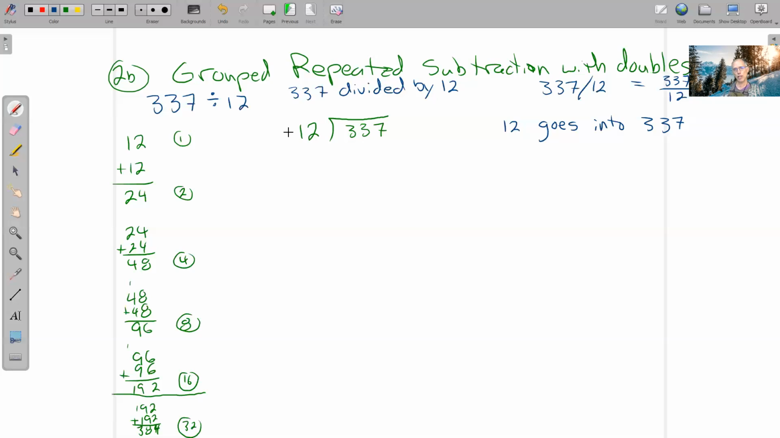All right, so I write it in the goes into way, and then I just pick the biggest group I can in my doubles, which would be 192. So then I am going to subtract 192 here, and I'm going to make a note that I'm taking out 16 of them, and then do the subtraction. 7 minus 2 is 5. So I have to borrow there. So I got 145. And then I can't take any more 192s out, but I can go to the 96. I can take out 8 of them.